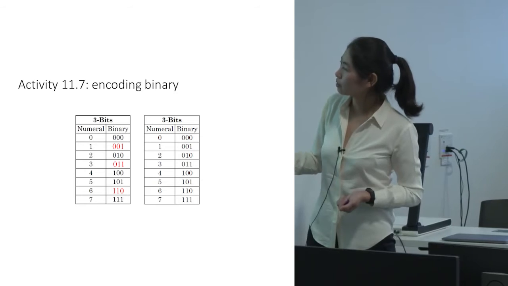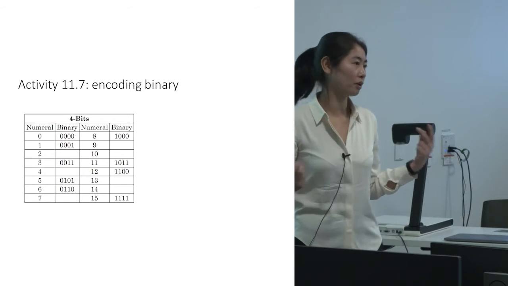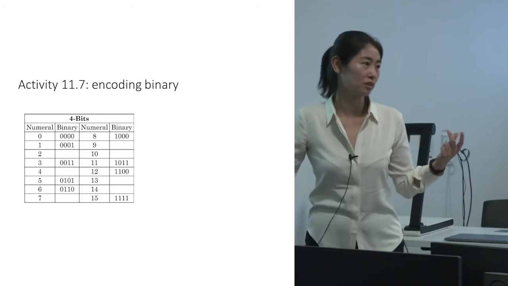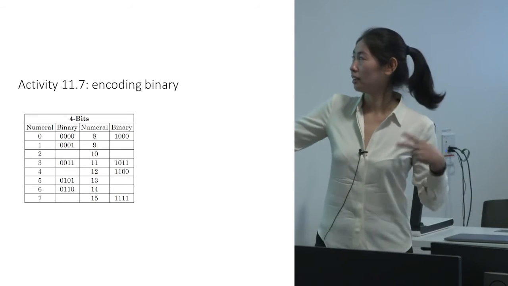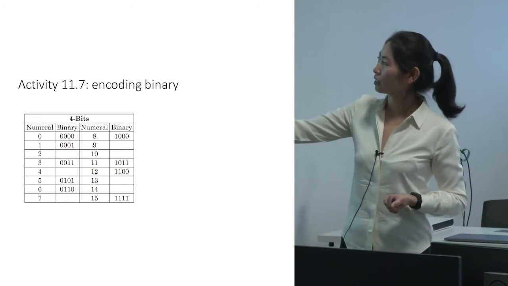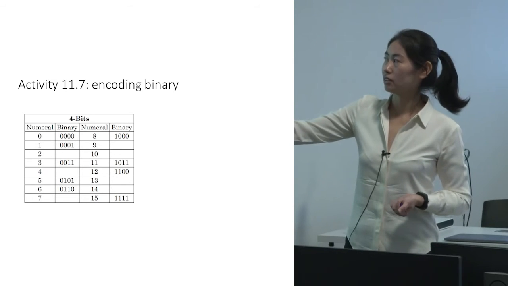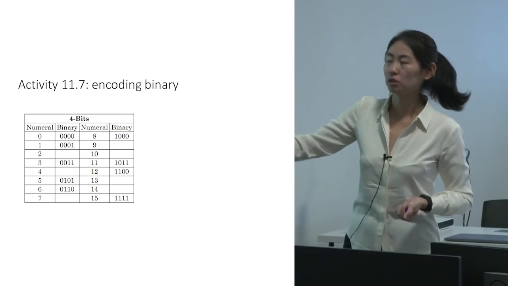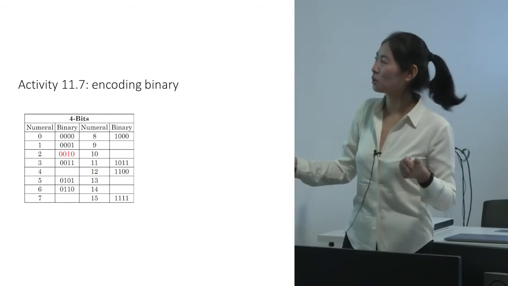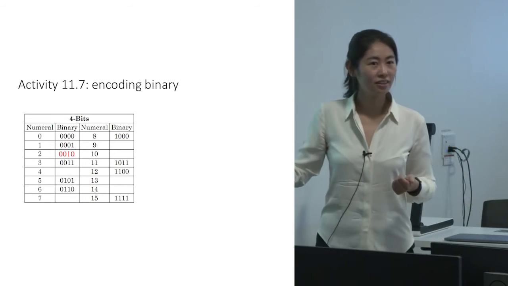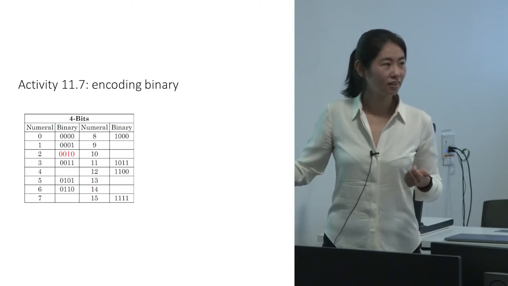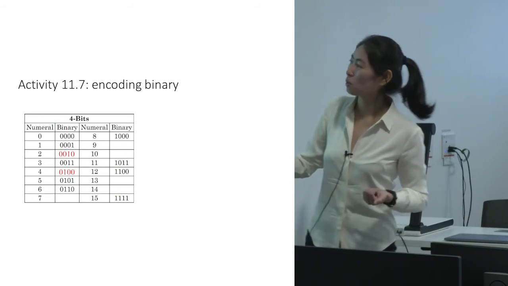And so we can also do 4 bits. Now we have more digits we can store. Before we could only store 8 numbers, right? Now we have 4 digits, we can store 16 numbers, right? So now we can start with 0. Of course, it's 0, 0, 0, 0. How about 2? Exactly. 0, 0, 1, 0. 3 is 0, 0, 1, 1. And 4 is? Yes, excellent. 0, 1, 0, 0.